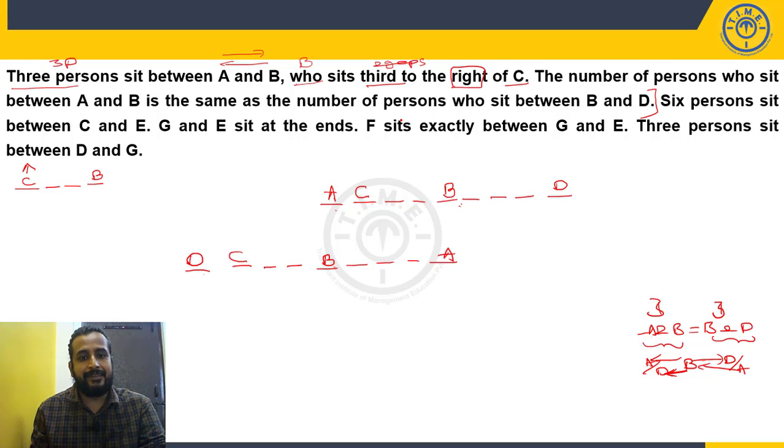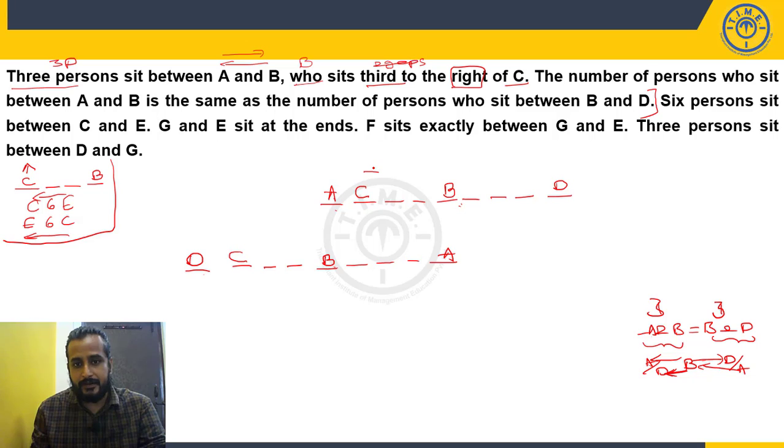6 persons sit between C and E. It may be the left side or the right side, that we don't know. C, 6 persons, E, or E, 6 persons, C. E may be left of C or C may be left of E, that we don't know. Let's see which is correct.